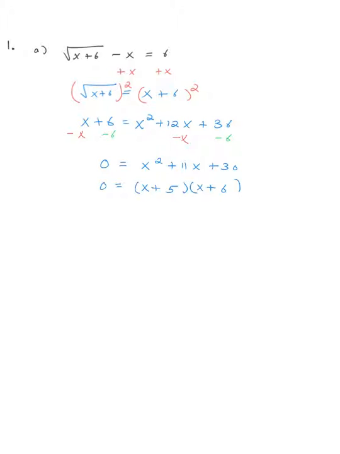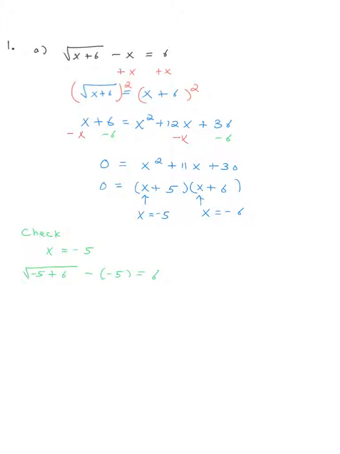This means I have two solutions. By looking here, I know x equals -5 as a solution, and so is x is equal to -6. The only thing I have to look out for is, do both of these numbers work in the original equation? So I'm going to check. Let's start with x equals -5. Will that work? Is the square root of -5 plus 6 minus -5 equal to 6?